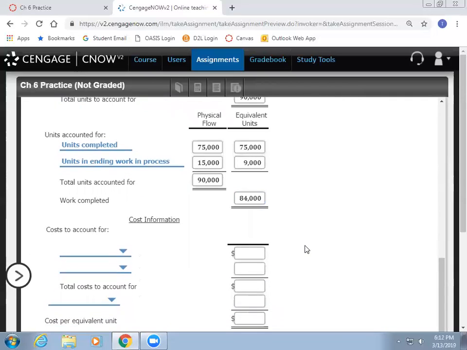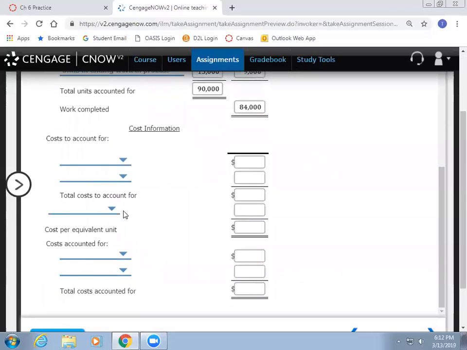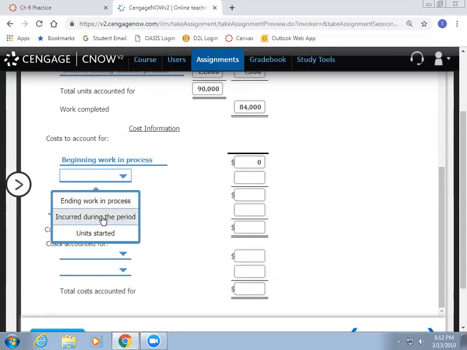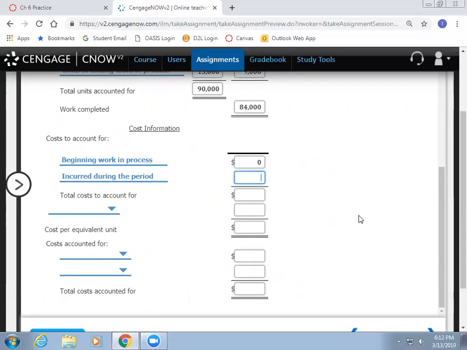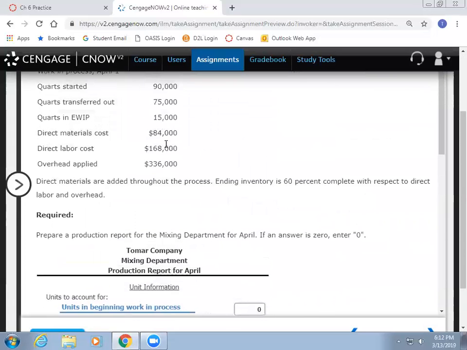Okay. So the next little section is dealing with costs, and we're not even doing the whole unit cost at this point. We're just reconciling costs. So we have beginning work in process, and there are 0 costs in beginning work in process. Okay. And then we have incurred during the period. Well, those costs they gave me up here, it's these 3 costs, the 84,000 plus 168 plus 336. So those are all the costs incurred in the current period.